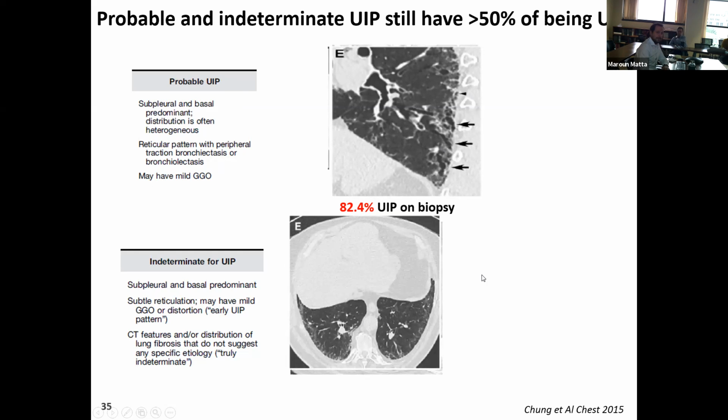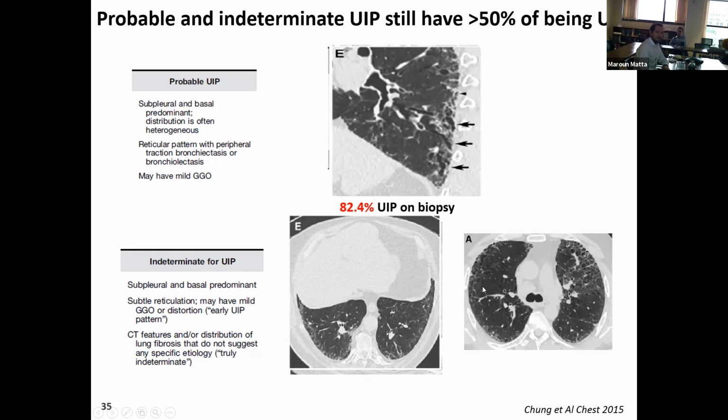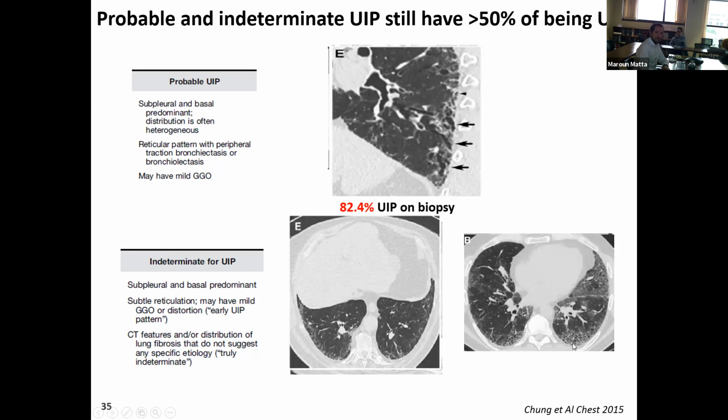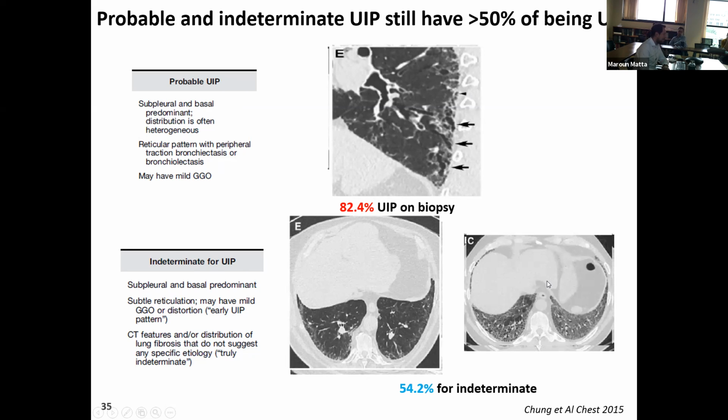And there's the indeterminate, which is another subgroup. It's basically really indeterminate because maybe it looks like honeycomb, but you also have ground glass, you have some cystic changes at the top, and you have maybe some nodular pattern, but really a mixture of different things. Guess what? Even those still have about a 50% chance of being UIP on biopsy. Those we would recommend biopsy for.